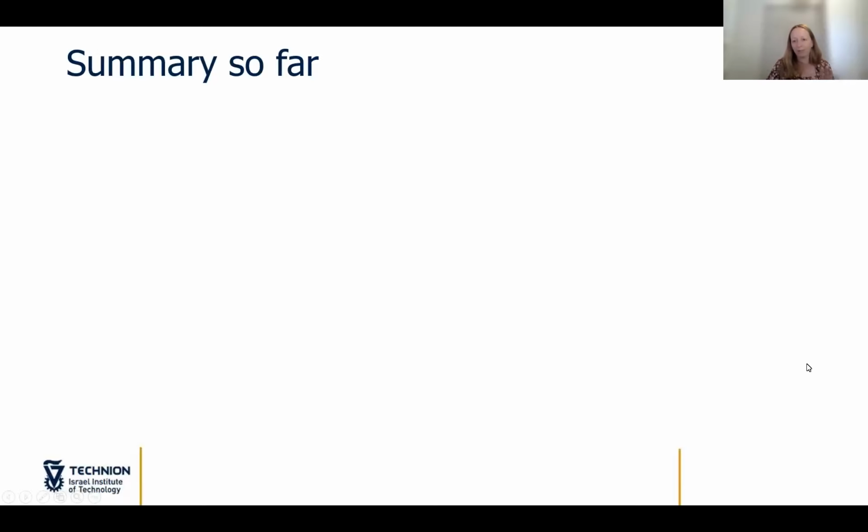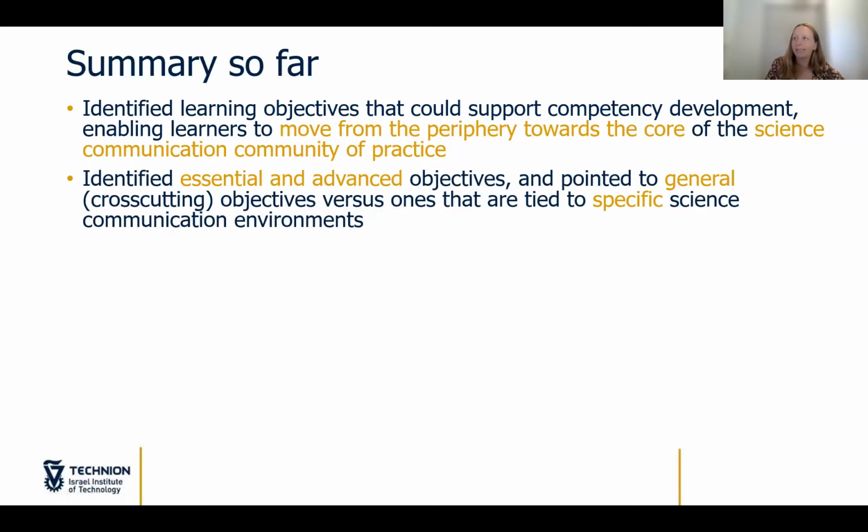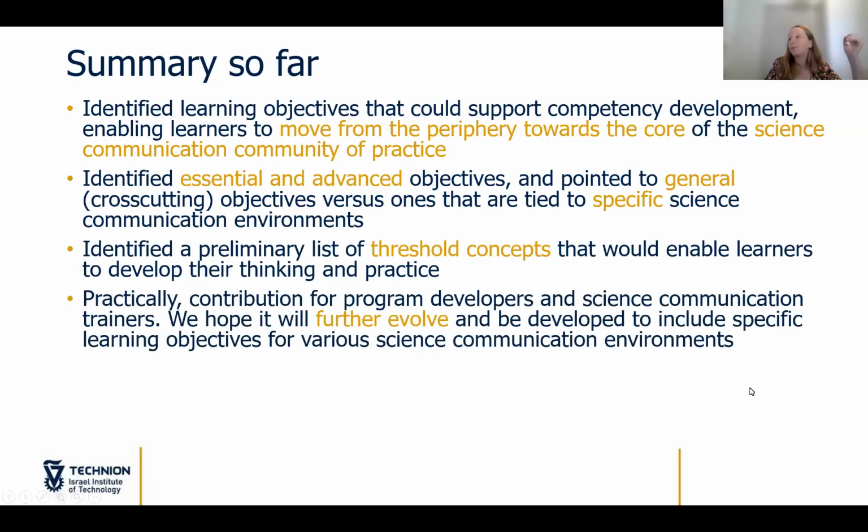Okay, so let's summarize what we did so far. We identified learning objectives that could support competency development, enabling learners to move from the periphery towards the core of the science communication community of practice. We identified essential versus advanced objectives and pointed to general cross-cutting objectives versus specific science communication environments. We identified a preliminary list of threshold concepts. And practically, I hope we contributed to program developers and science communication trainers. We hope it will further evolve and be developed to include specific learning objectives for various science communication environments.